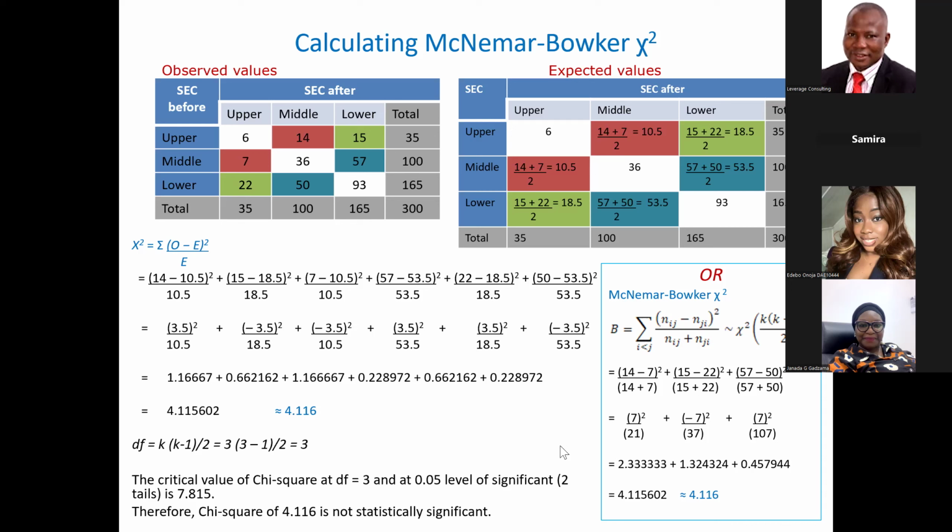57 is middle before, but lower after. 50 is lower before, middle after. Can you see now? So the number of cells that are discordant is 6. Of course, they are arranged in pairs. So it shows you that the number of discordant cells can never be an odd number. It has to be even because they appear in pairs.